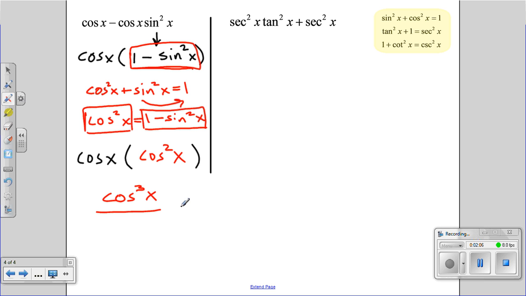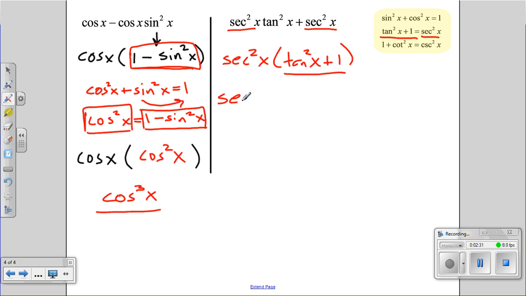Okay, let's take a look at the same thing over here. I see that secant and secant are the same, so I'm going to take that out: secant squared x. And we basically have tangent squared x plus 1. And notice that this is the same thing as that right there. So I look for which one of these has the tan squared function in it. That is equivalent to secant squared x. So I can just go ahead and substitute that away.